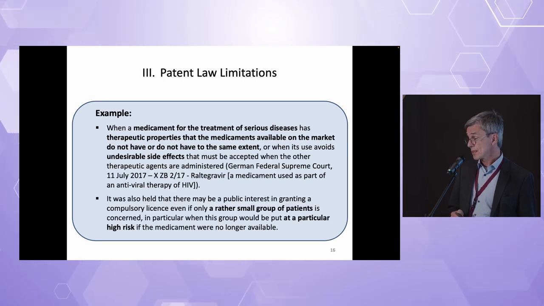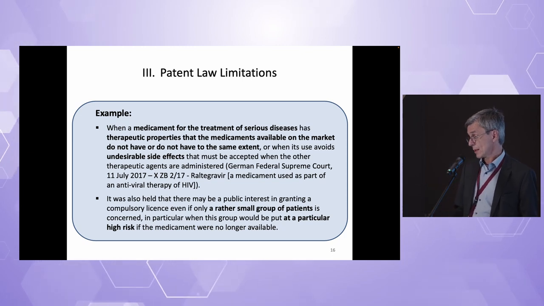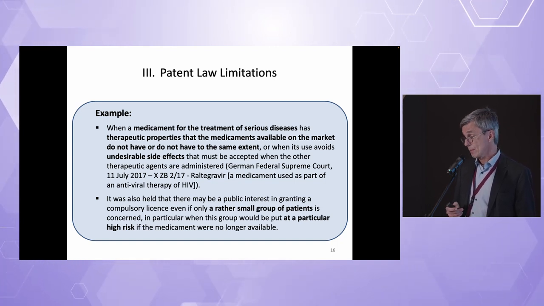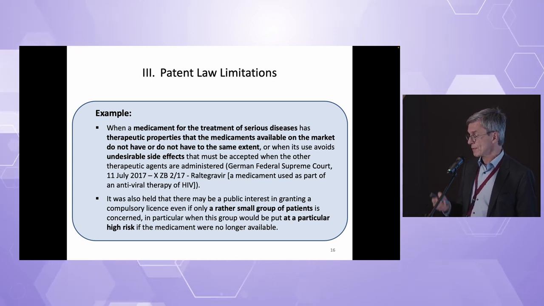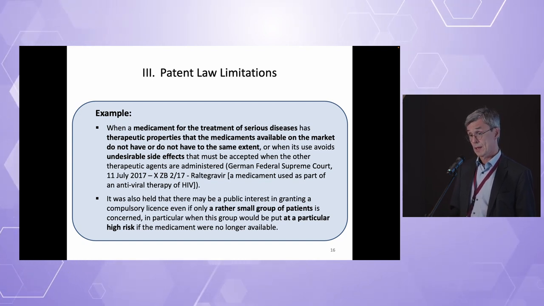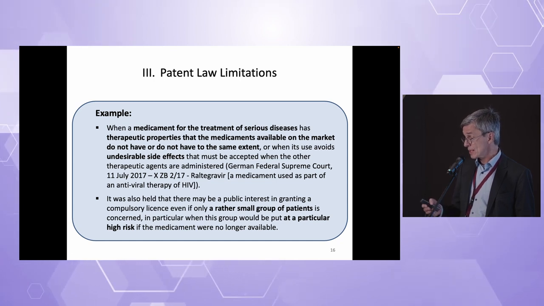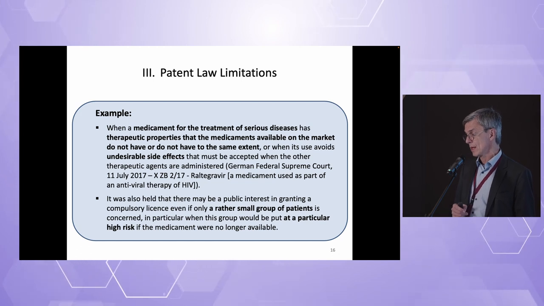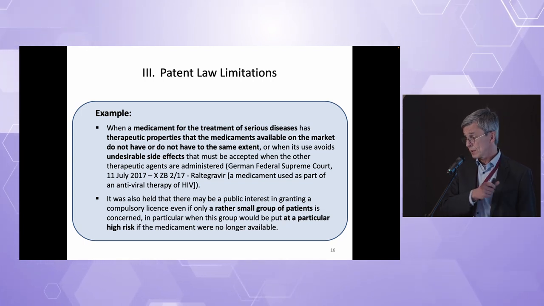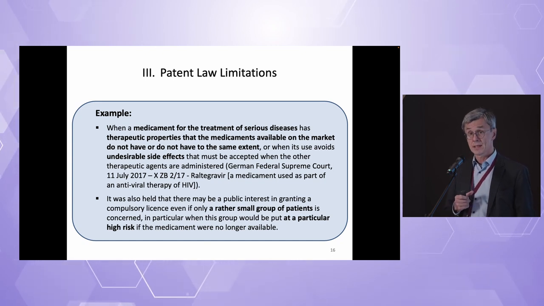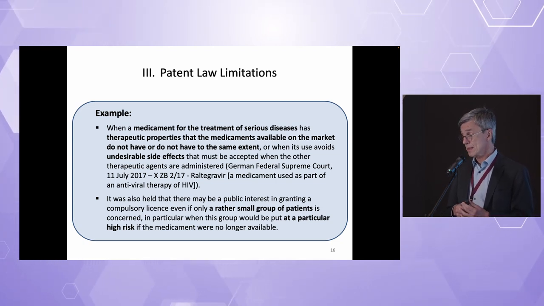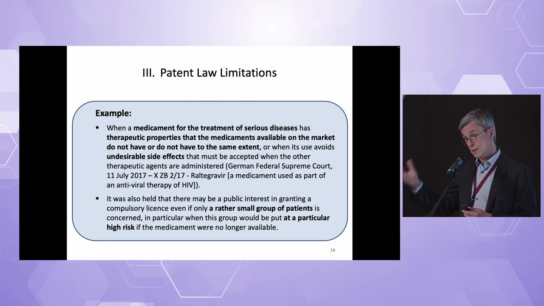And what kind of situation is this? There is a decision from the German Federal Supreme Court, which describes a typical situation for granting a compulsory license. That is when a medicament for the treatment of a serious disease has therapeutic properties that the medicaments available on the market do not have, or do not have to the same extent, or when its use avoids undesirable side effects that must be accepted when the other therapeutic agents are administered. So it is either based on the therapeutic properties that are unique to the product for which a compulsory license shall be granted, or certain side effects are avoided.